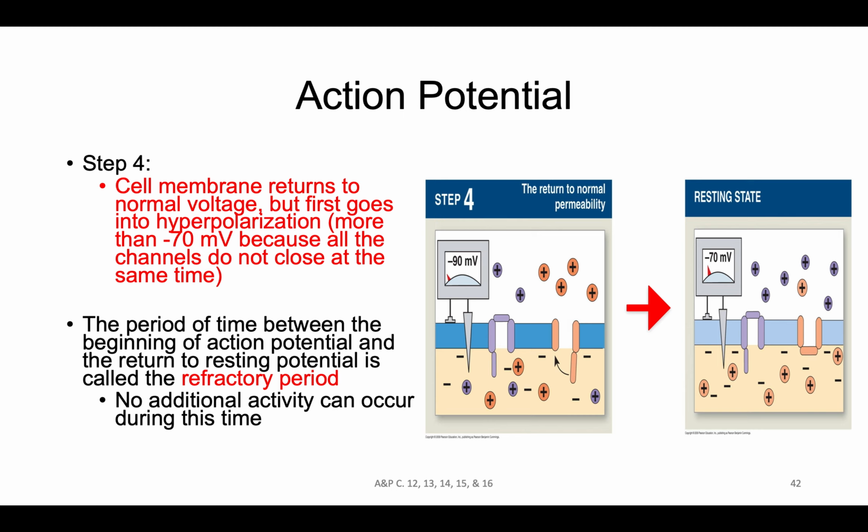And then finally you have step 4. Step 4, the membrane returns to its normal voltage, but first it has to go into hyperpolarization, which means it's going to dip down below that negative 70, and that's because all of our ion channels don't close at the same time, so there's going to be some inconsistent membrane potential across the axon. Like we said before, the period of time between the beginning of action potential and the return to the resting potential is called the refractory period, and no additional activity can occur at this time. The neuron cannot send another action potential until we get back to our resting potential.